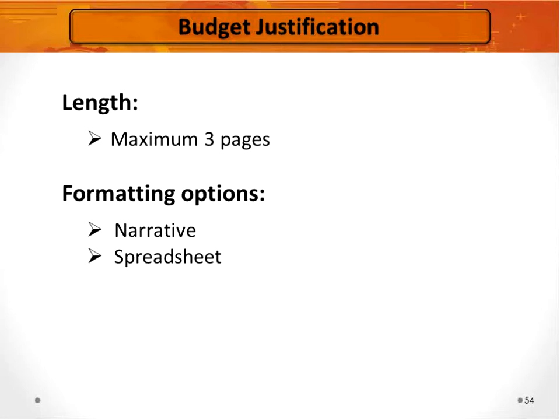You're allowed up to 3 pages for your budget justification. It's uploaded separately within the budget section and is not counted towards any of your other page limits in preparing your proposal, but you do have a limit on how long your justification can be. There is no specific format required for a budget justification. In a minute, I'm going to review 2 styles that you might want to consider as budget justification formats. One is a narrative style and the other is a spreadsheet style.